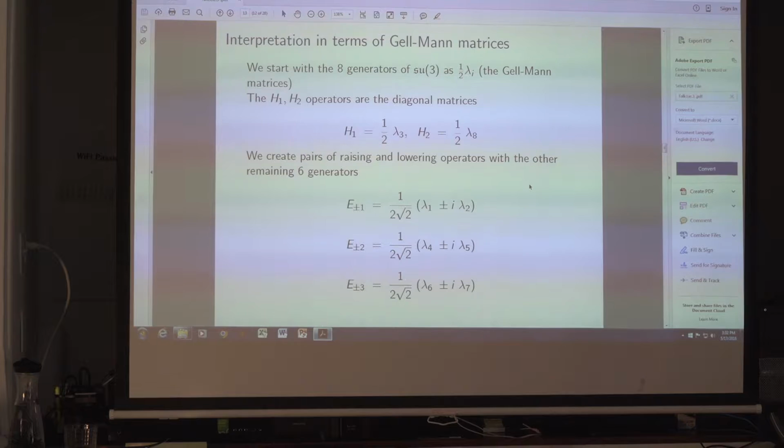Remember, any matrix can be decomposed into a symmetric and antisymmetric part. Well, the same here: any matrix can be decomposed into a Hermitian piece plus an anti-Hermitian piece. So you do this pairing. The 1 with 2 gives you this, the 4 with the 5, the 6 with the 7, and the only remaining ones will be attached to your Cartan basis generators, okay?